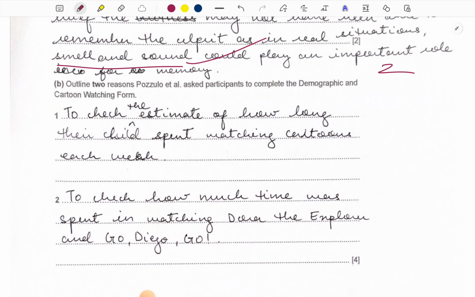Okay, the next one is a descriptive question. Again, outline two reasons why the participants were asked to complete demographic and cartoon watching forms. I think it was the parents of participants who were asked this. Whatever it is, the reason she's given really well. One, to check the estimate of how long the child spent watching cartoons, and the other was to see how much time they spend watching those two cartoons in particular, Dora and Diego. So again, very well, she's answered.